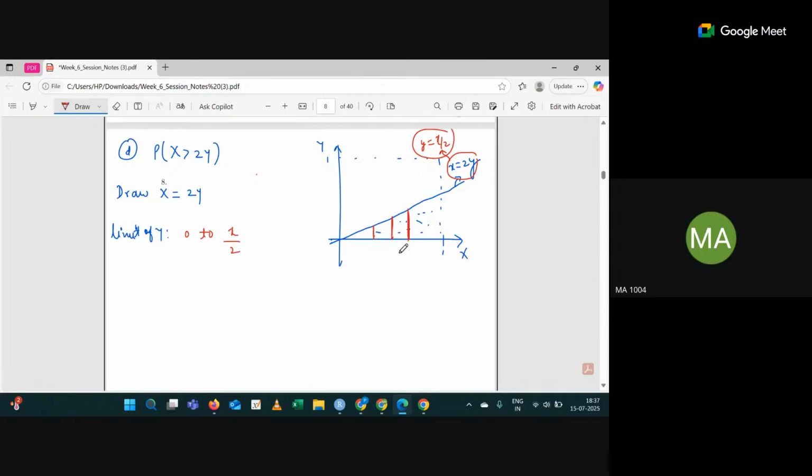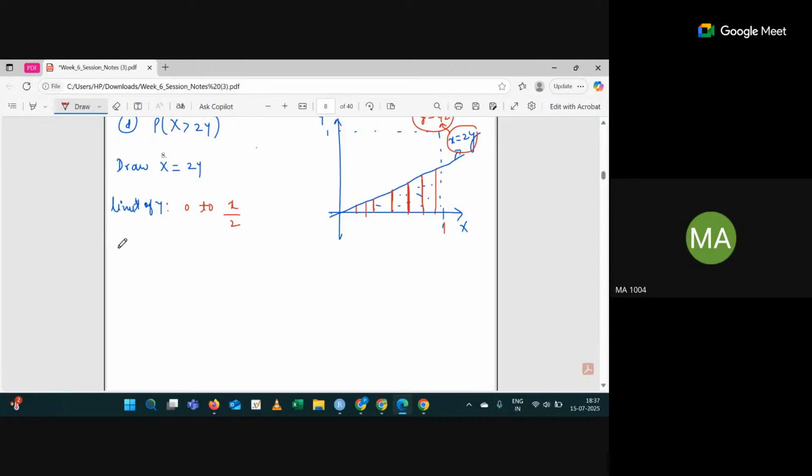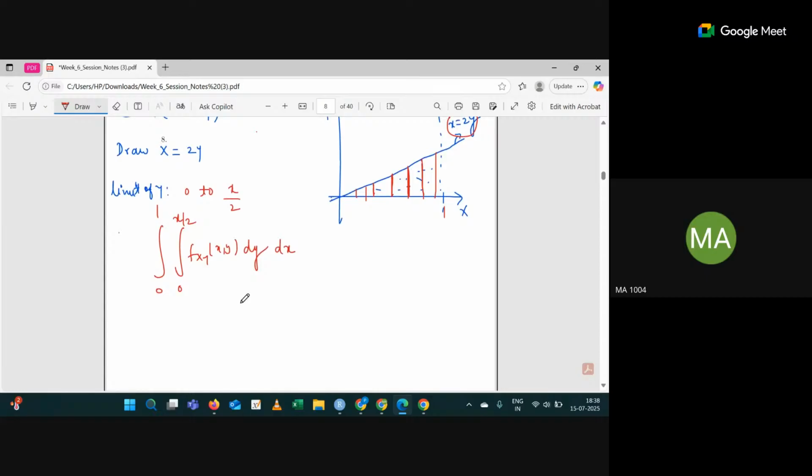And x can take any value from 0 to 1, right? You can see I can draw a line here, here, and here. X will take values 0 to 1. Yes or no? Are you getting? Yes, sir. So what I have to do is integrate the joint PDF of x and y with respect to dy. What is the limit of dy? 0 to x by 2, and then dx. And what is the limit of x? 0 to 1. So it's very simple.